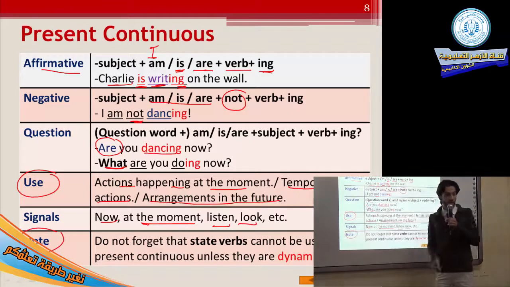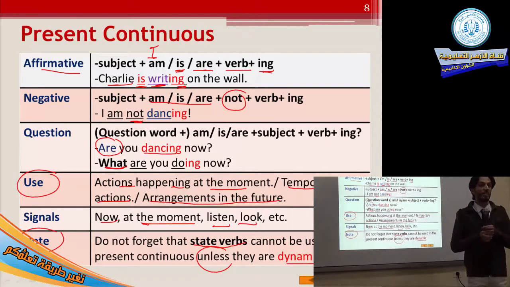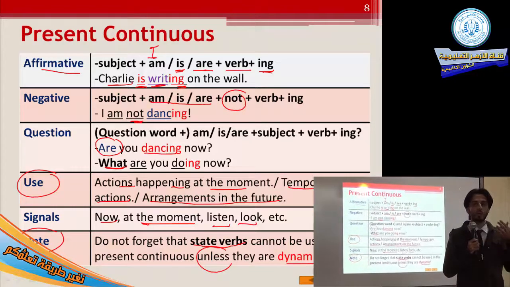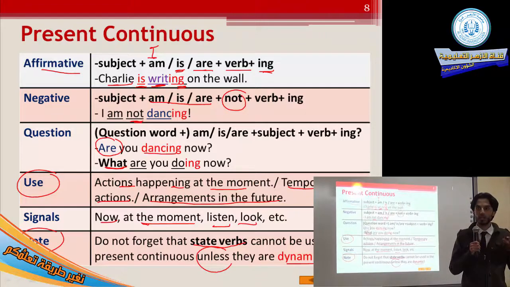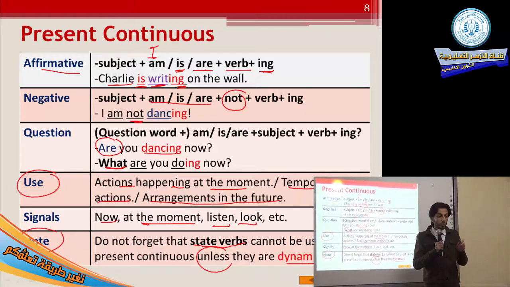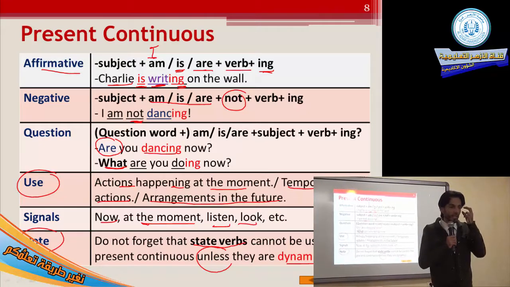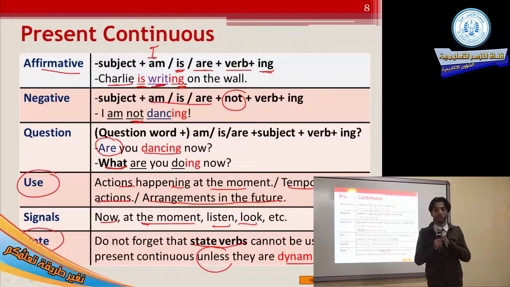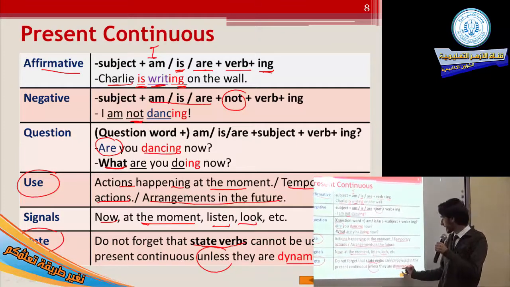Note, and this is very important, do not forget that state verbs cannot be used in the present continuous unless they are dynamic. Do you remember what the state verbs are? State verbs are like senses and also abstract things like what is happening in your mind. For example, think. We cannot say I'm thinking in general. But if it is dynamic, we say the student is thinking of the answer. How can I know that the verb is dynamic? Because, for example, he's very pressurized, he's stressed out, and he looks really nervous. So we knew he's thinking. There is something happening in his mind. So the verb moved from its state condition into its dynamic one.